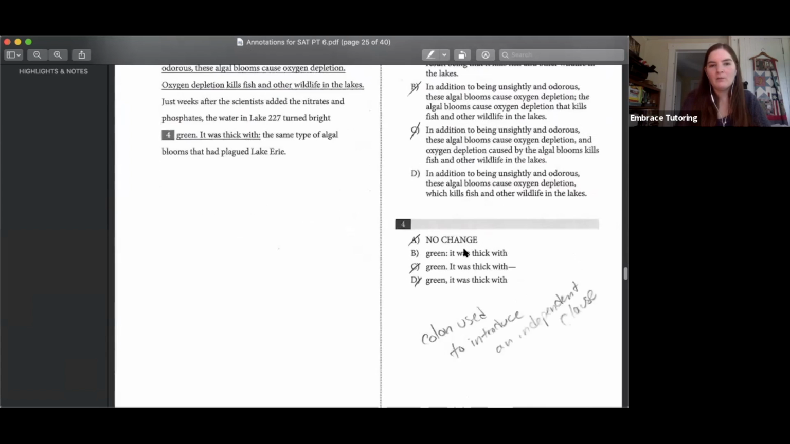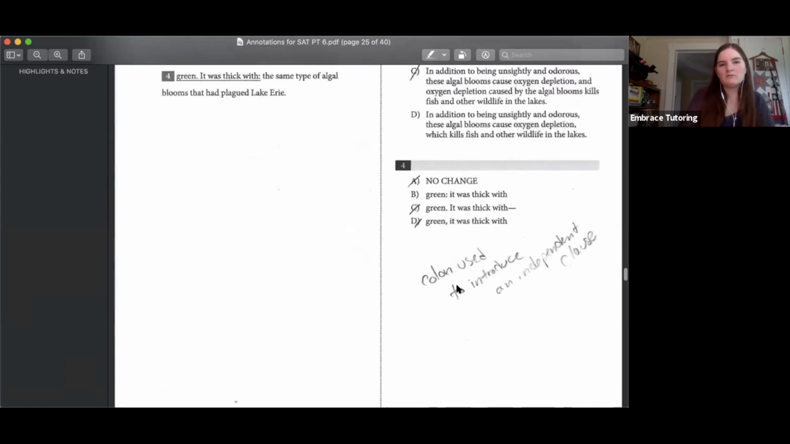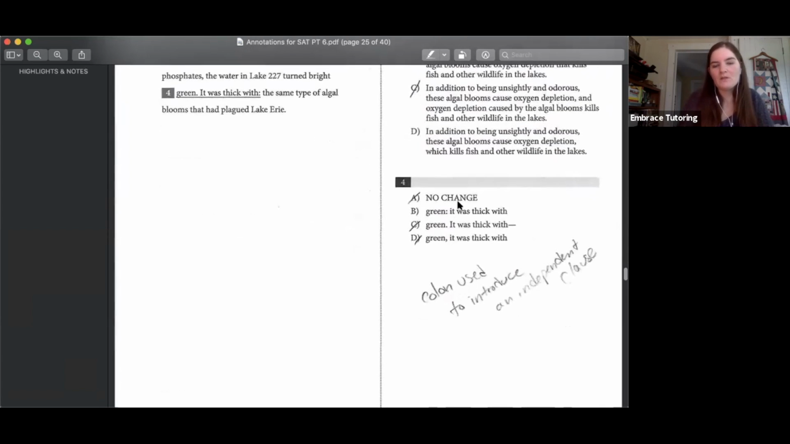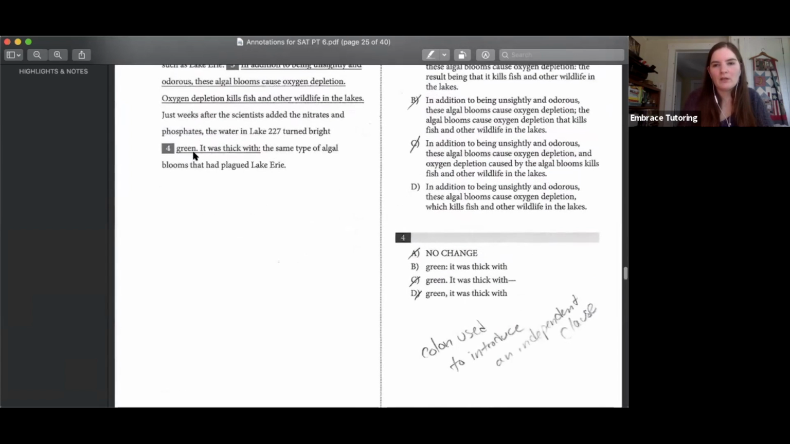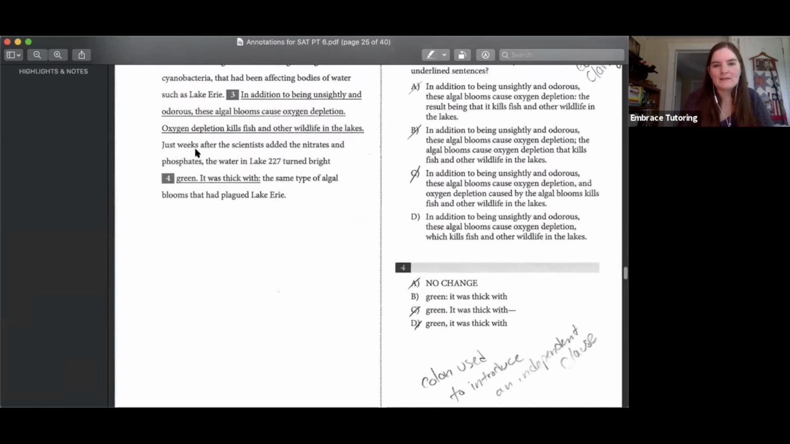So here, last one, I think for today, and we'll kind of switch gears. So question 4, we have no change. So here we're again dealing with kind of combining sentences. So we have to read both sentences and figure out if it makes sense. Okay. So that means we have to go to the beginning of this sentence, which is here. Just weeks after the scientists added the nitrates and phosphates, the water in Lake 227 turned bright green. It was thick with the same type of algal blooms that had plagued Lake Erie.